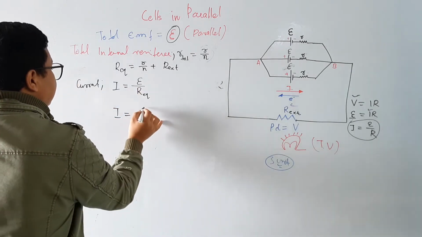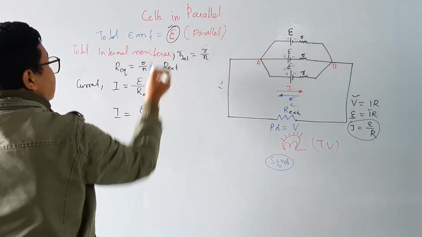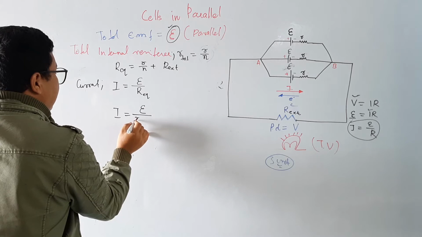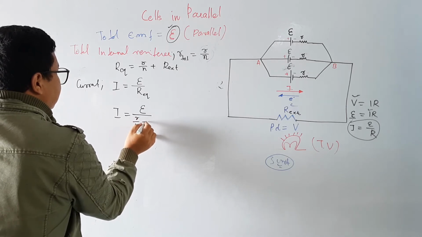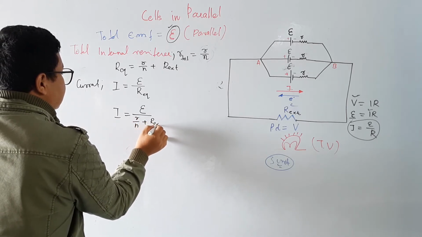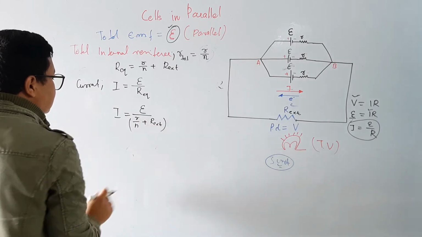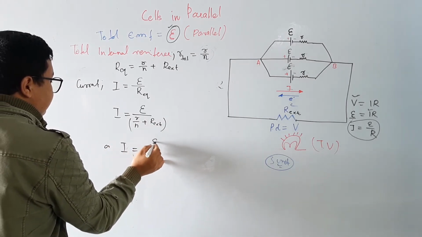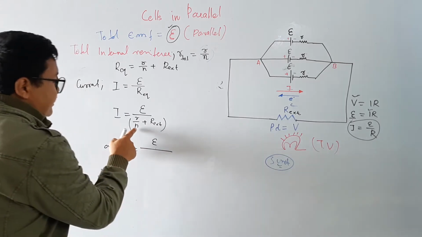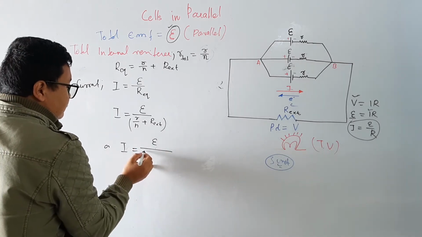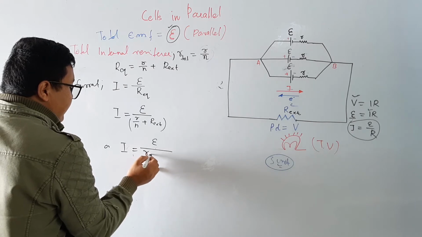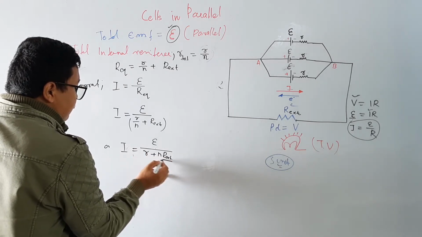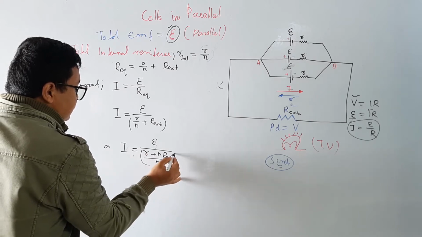This is E, the total E, no problem. Then divided by R equivalent, which is small letter r divided by n plus R EXT, the external resistance. Now let us solve it. Then it will become epsilon divided by this n. I will take the LCM, this r plus n into R EXT, whole divided by n, isn't it?